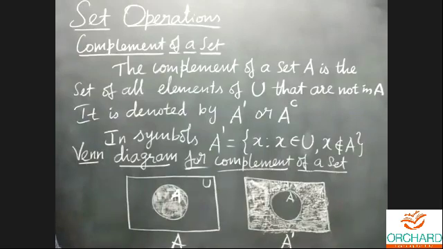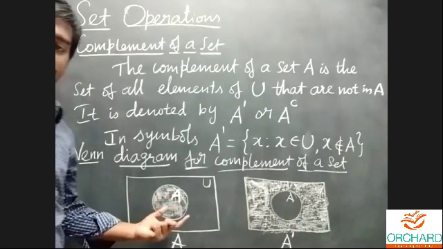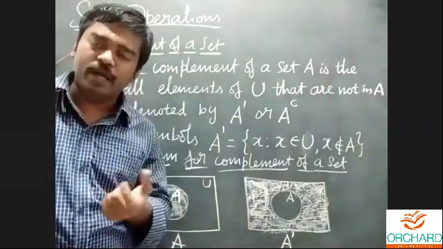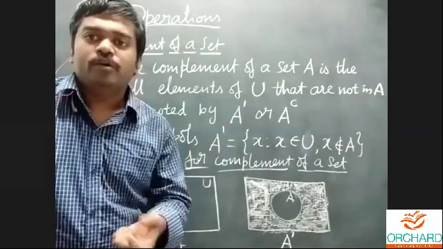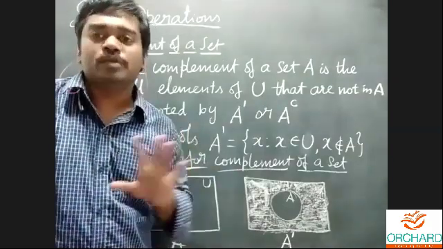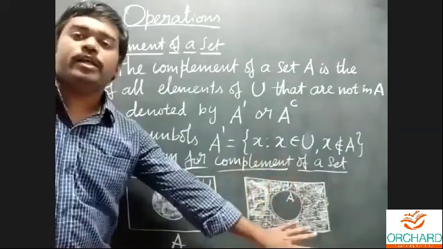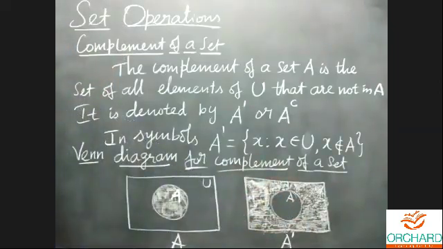This is only the idea for the complement of a set. What does complement of a set mean? In simple words, the complement of set A is everything except set A, the remaining elements in the universal set. That is called the complement of a set.